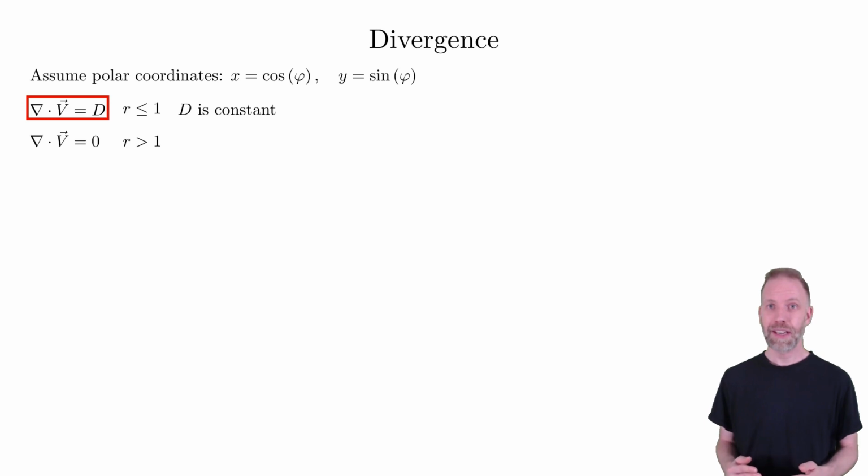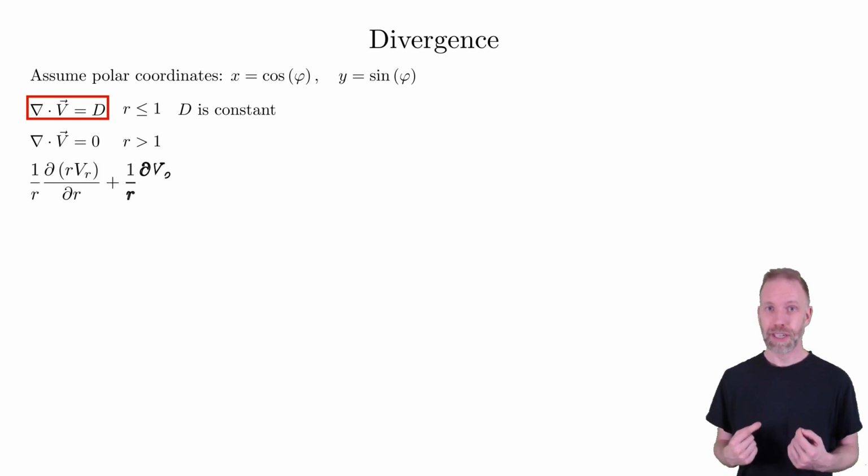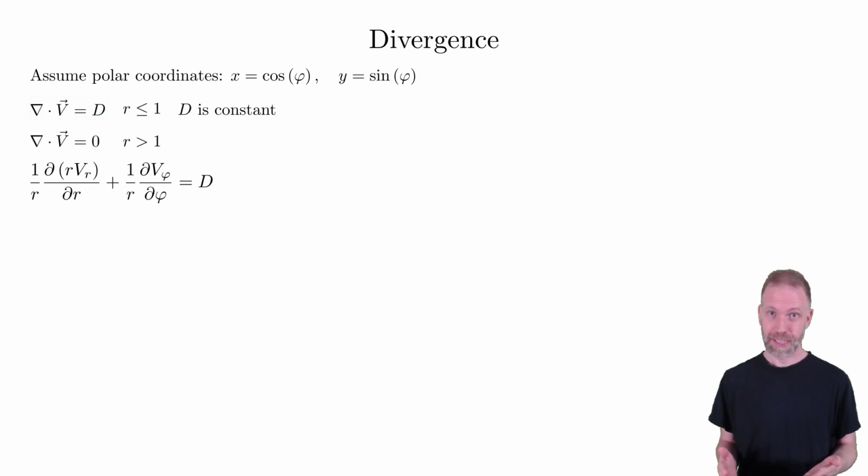Inside the circle, we get the following expression for the divergence. Note, in polar coordinates, the expression for the divergence will be different. I will cover the derivation in the cylindrical coordinates video. For now, just remember that you cannot use the expression for Cartesian coordinates in other coordinate systems.